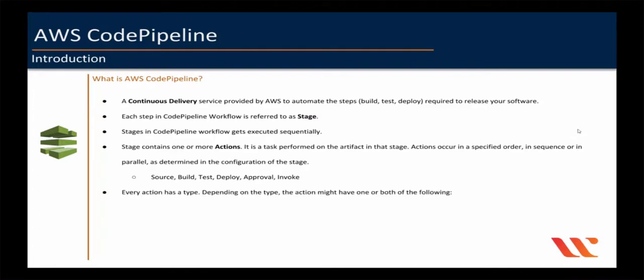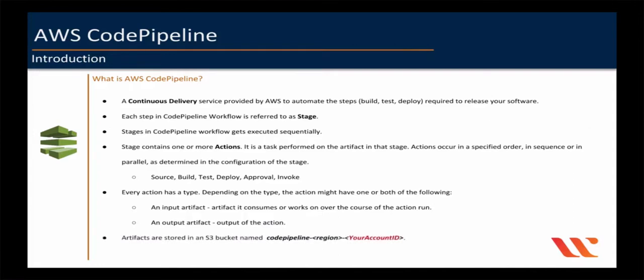Every action has a type. Depending on the type, the action might have one or both of the following artifacts. An input artifact is basically a set of files it consumes or works on over the course of the action run. And then we can have an output artifact, which would be the output of the action. Examples of these artifacts could be, let's say in the build phase, input artifacts are the source code from either CodeCommit or GitHub, etc. And output artifacts can be the build package.